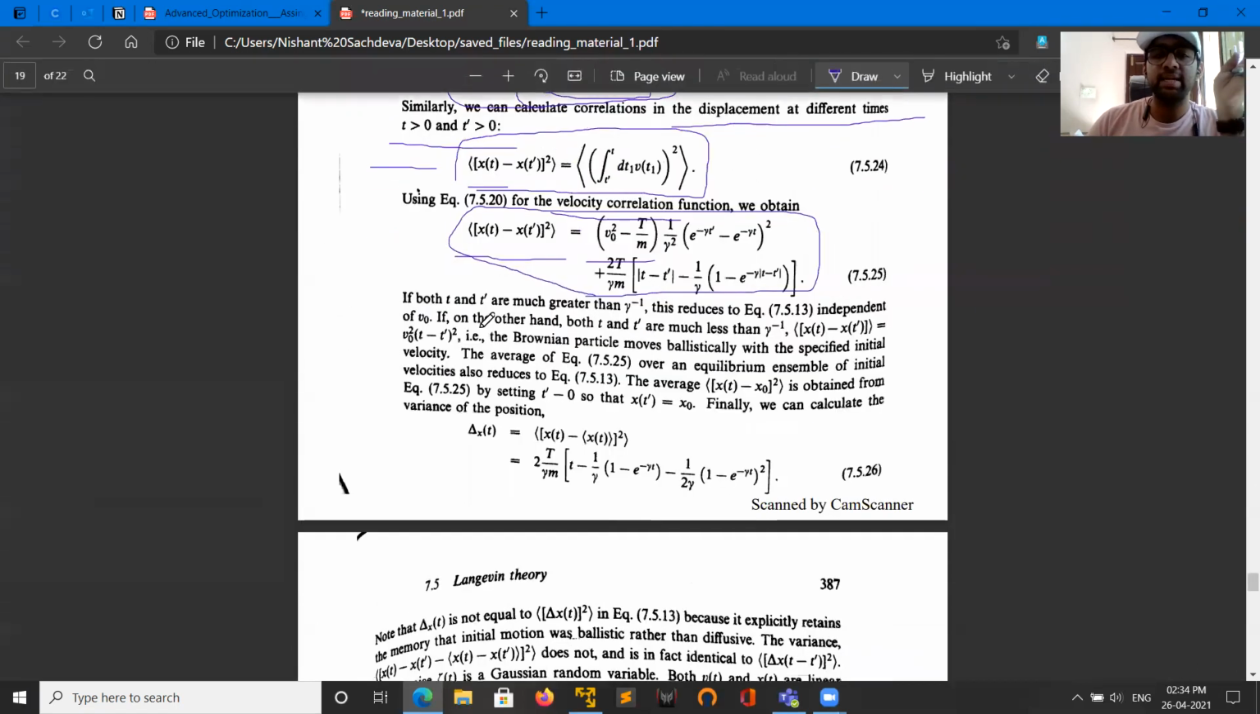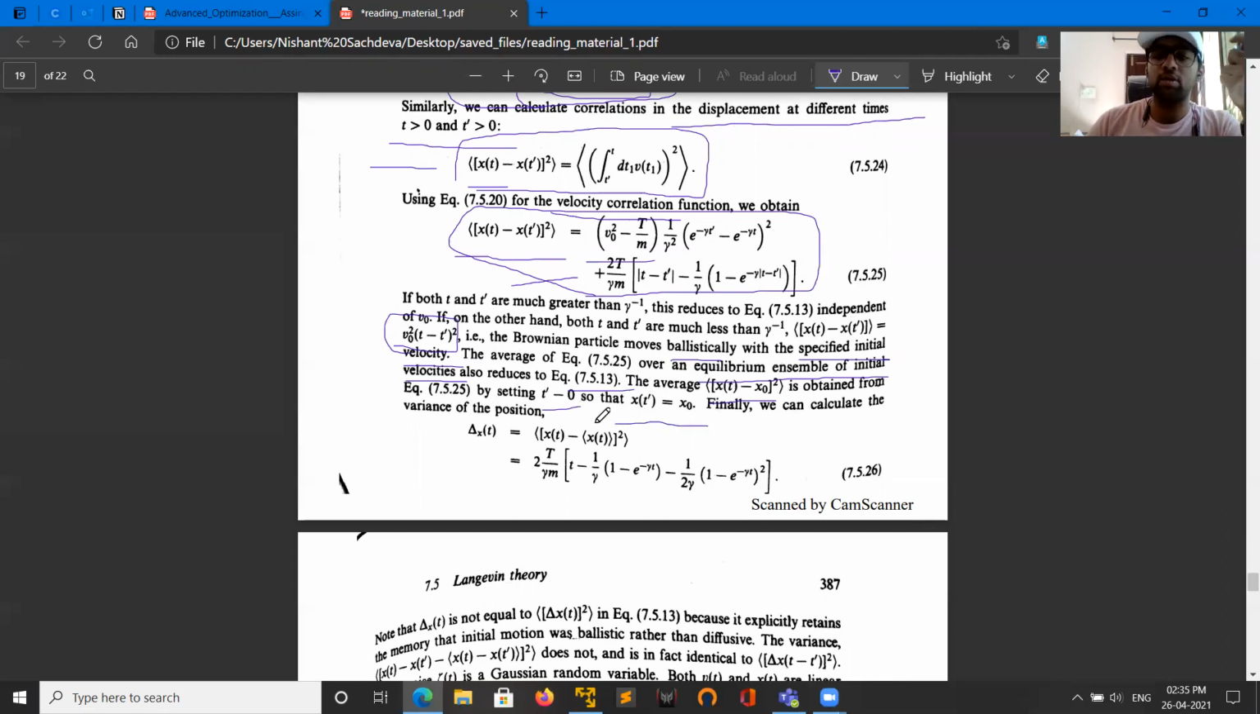If both t and t dash are much greater than gamma inverse, this reduces to the actual long-term form of our equations, and it is independent of the initial velocity, which we know. It's pretty straightforward from here on. If on the other hand they're very small, much less than that, then we get v naught squared times t minus t dash squared. That is, the Brownian particle moves ballistically with the specified initial velocity. Averaging over an equilibrium ensemble of initial velocities also reduces to 7.5.13. The average is obtained from 25, this one, by setting t dash equal to 0, so that x of t dash equals x naught.